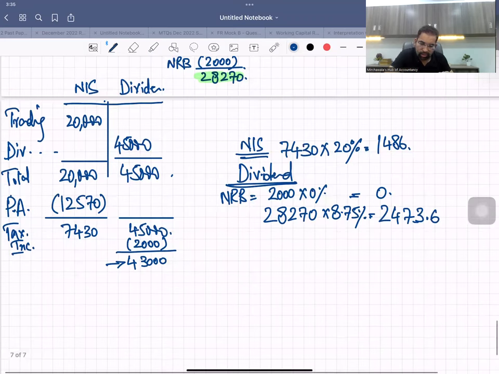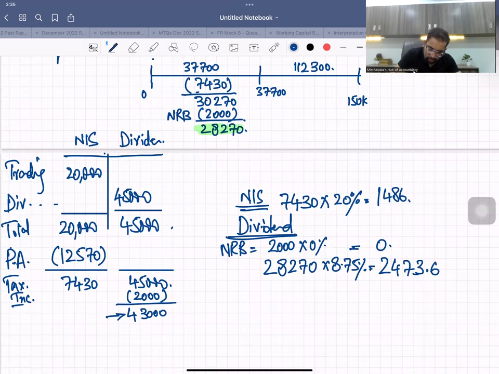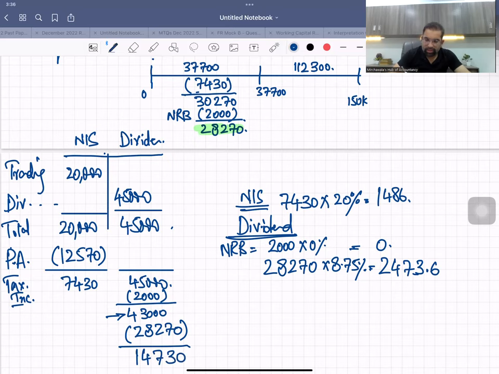Now you tell me, out of this 43,000, we have calculated tax on 28,270. Now, how much is left? 43,000 minus 28,270. This is 14,730. Now, your final dividend income of 14,730 is left. And you have consumed complete first band. So automatically you don't have any other way.